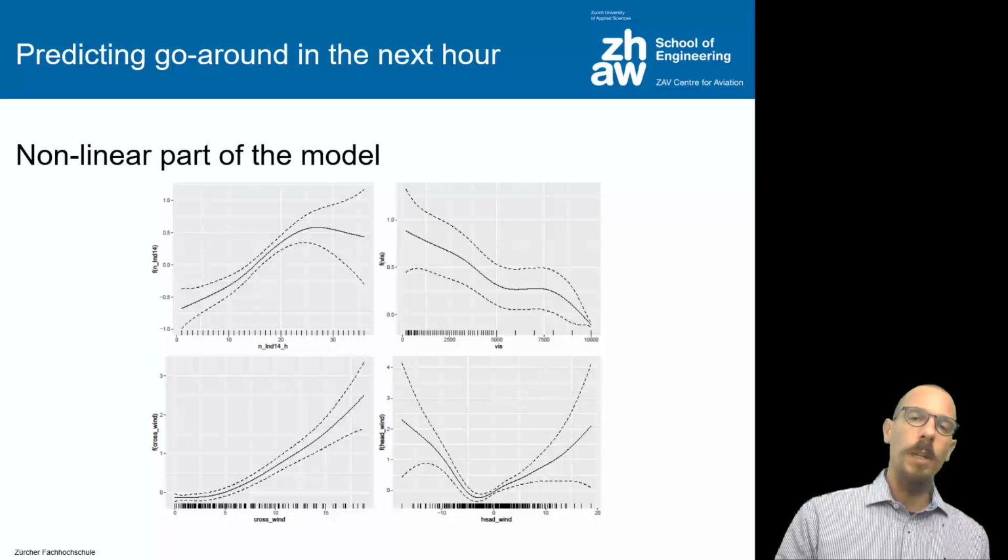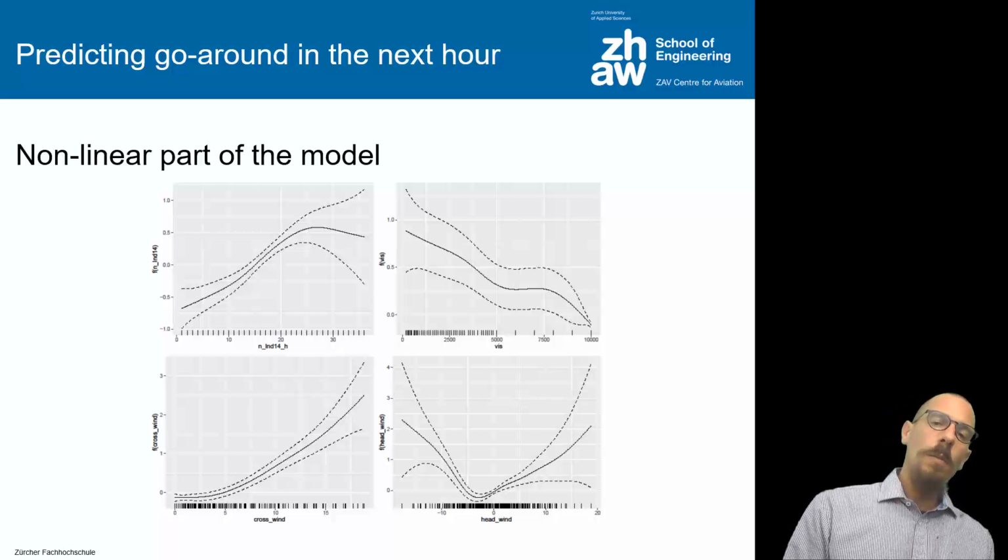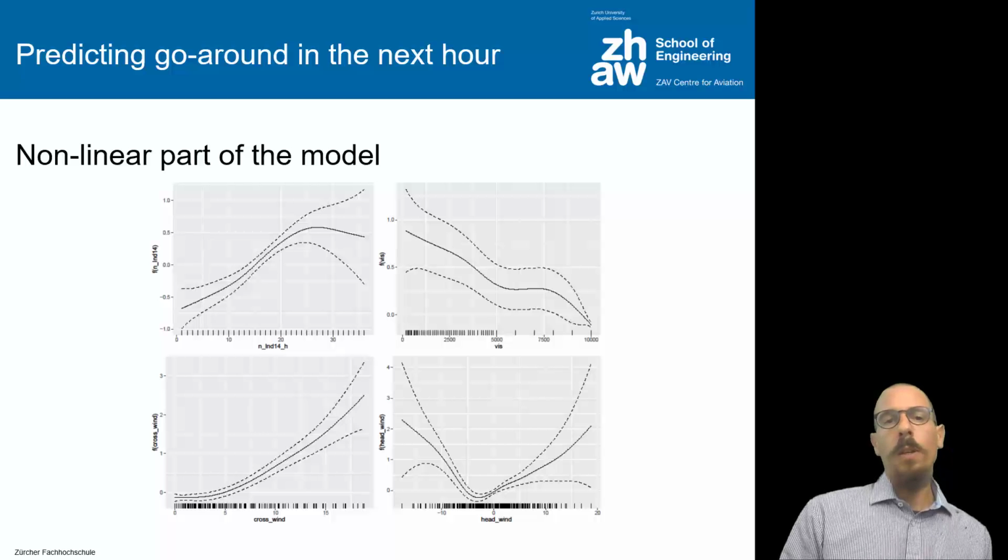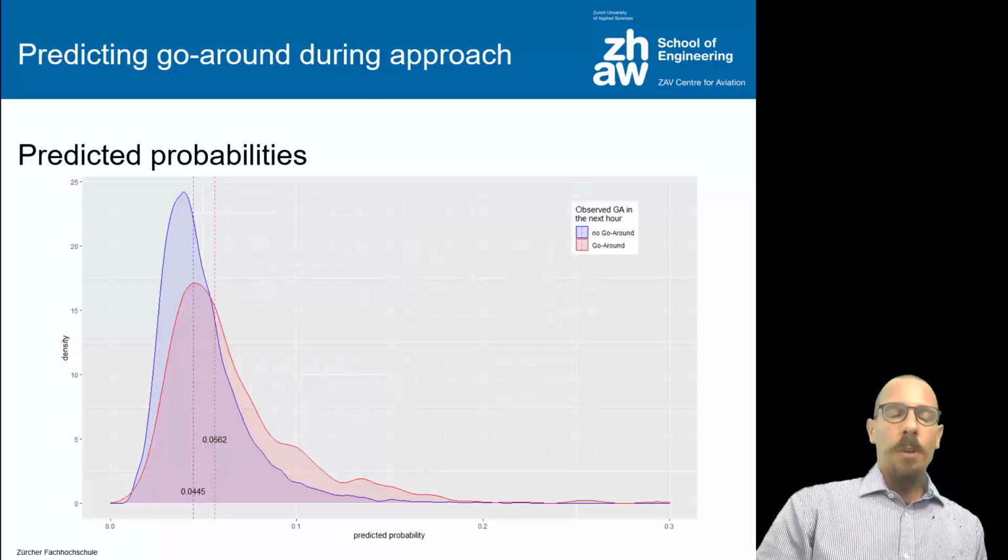We can also see in the visibility, which is the upper right plot, that there seems to be some kind of level. For a visibility between 5,000 and 8,000 meters, it doesn't make much of a difference. They seem to have about the same rate of go-arounds. But what is also clear is that the lower the visibility, the higher the rate of go-arounds, but in a non-linear fashion.